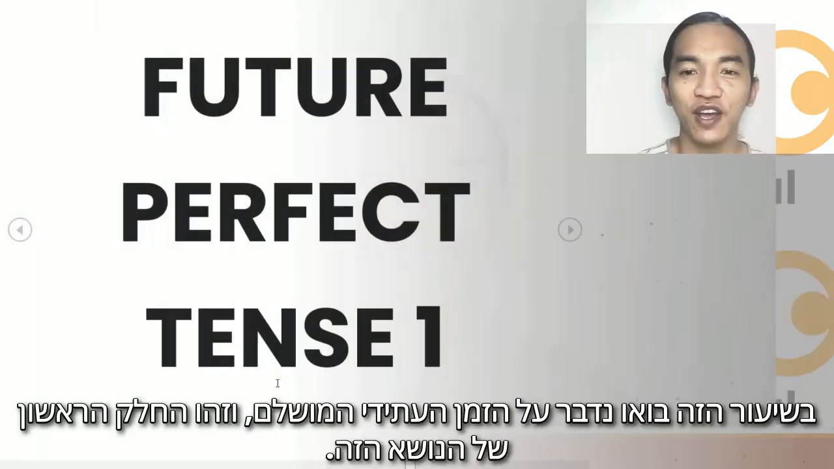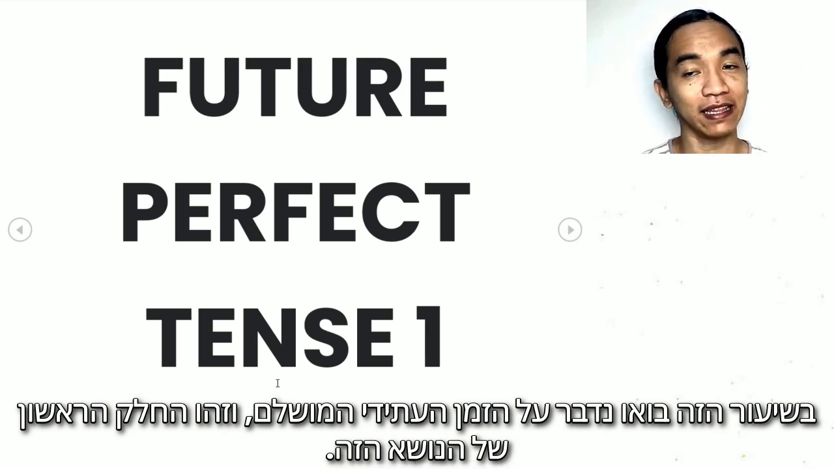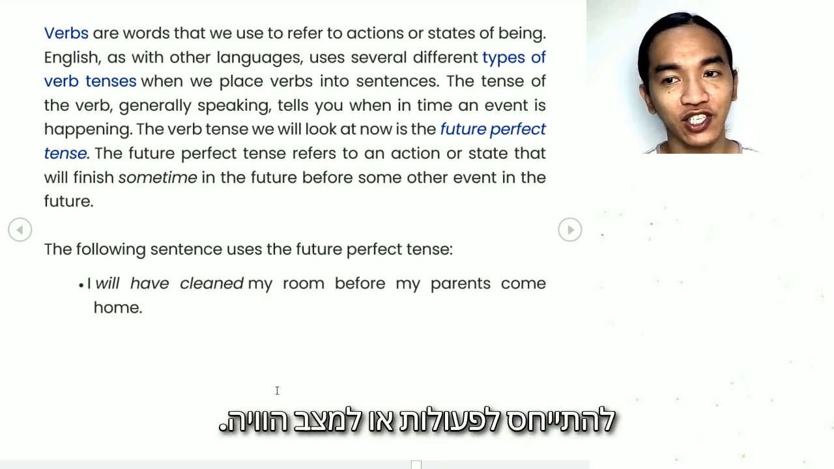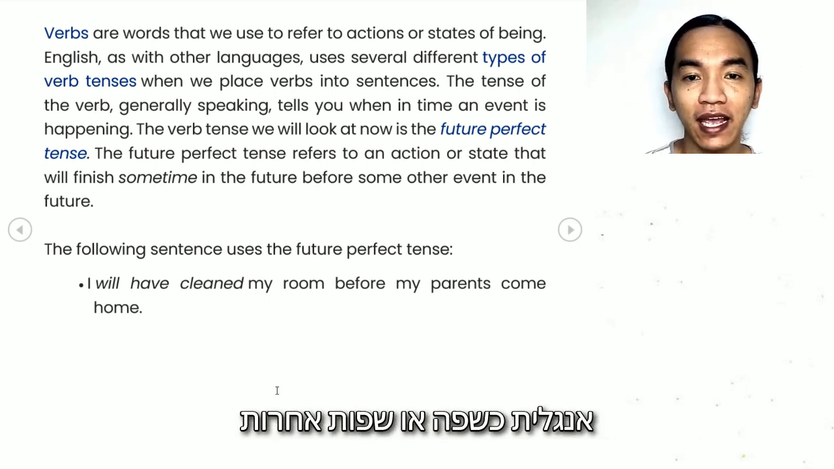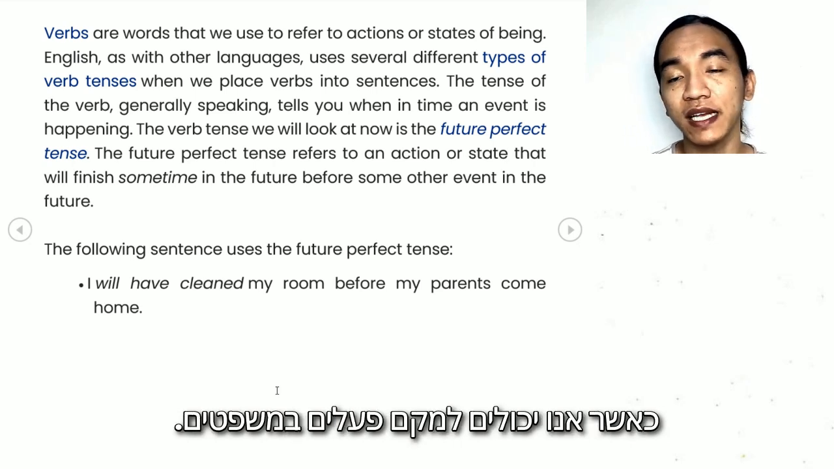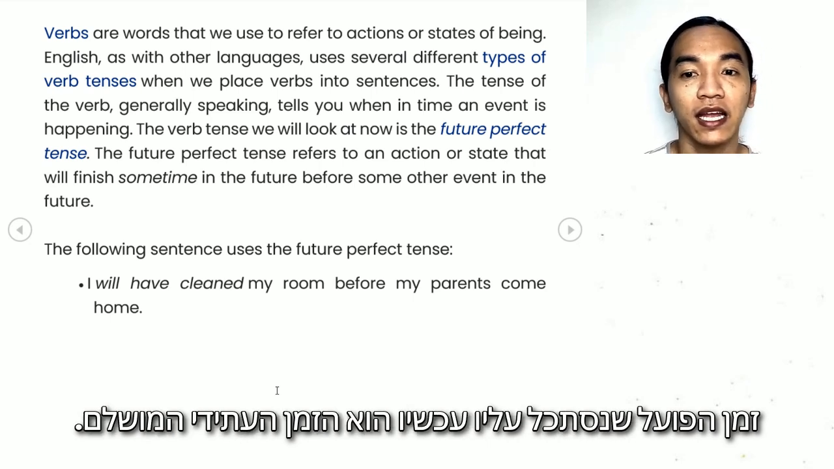Let's go. For this lesson, let's go ahead and talk about the future perfect tense. And this is the first part of this topic. All right. Now, verbs are words that we use to refer to actions or state of being. English, as the language or other languages, use several different types of verb tenses when we place verbs into sentences. The tense of the verb, generally speaking, tells you when in time an event is happening. The verb tense we will look at now is the future perfect tense.